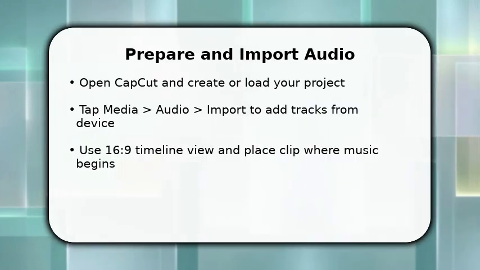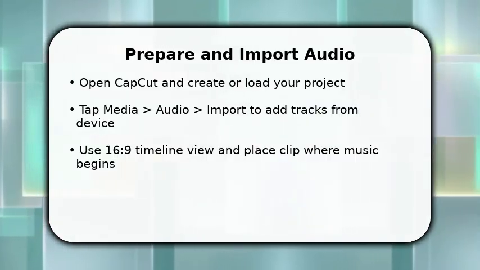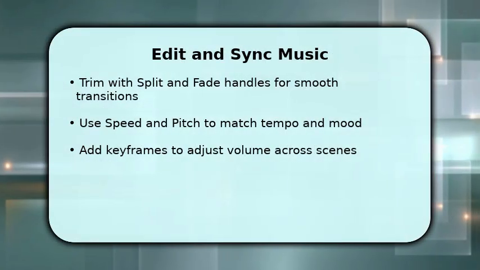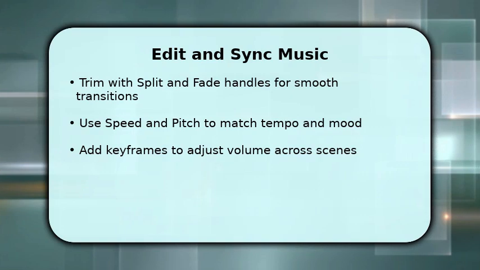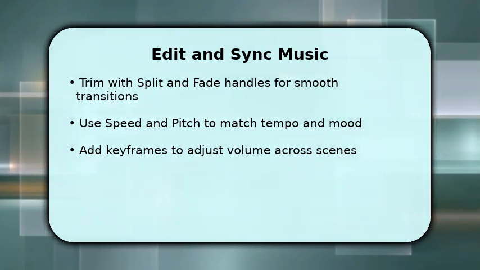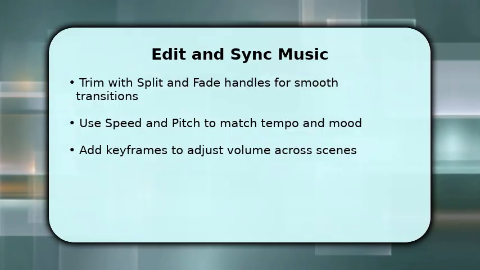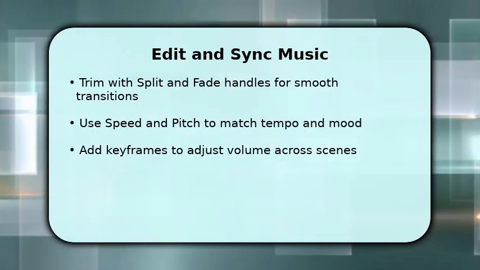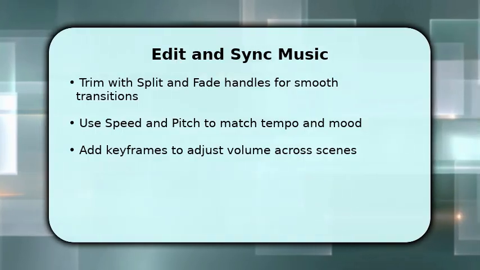Make sure to use 16:9 timeline view to align cuts precisely and avoid guessing where beats fall. Now you fine-tune how music interacts with visuals. Use split to cut out unwanted parts and apply fade and slash out for natural entries. These control abrupt changes. If pace feels off, adjust speed or apply slight pitch changes to maintain vocal clarity.